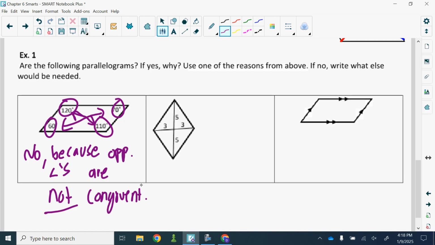Next, it gives us the diagonals. If this is a parallelogram, what we need to happen is that they bisect one another, meaning it is cut into two equal halves. Does that happen here? Yes, it does. 5 equals 5 and 3 equals 3. So we can say yes, because justification is always needed. Yes, because the diagonals bisect one another.